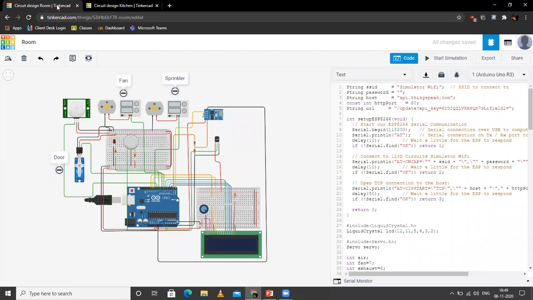Yeah, so we are on Tinkercad now. As you can see, we have a servo motor representing a door, and a fan and a sprinkler represented as DC motors, and we have an LCD, a temperature sensor, and a PIR sensor. All these are incorporated into the Arduino. Now moving on to the kitchen.